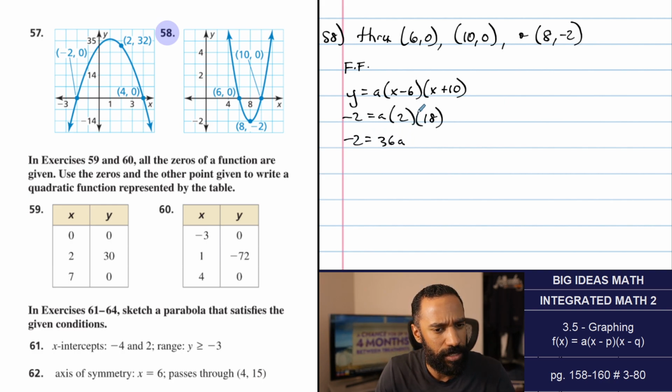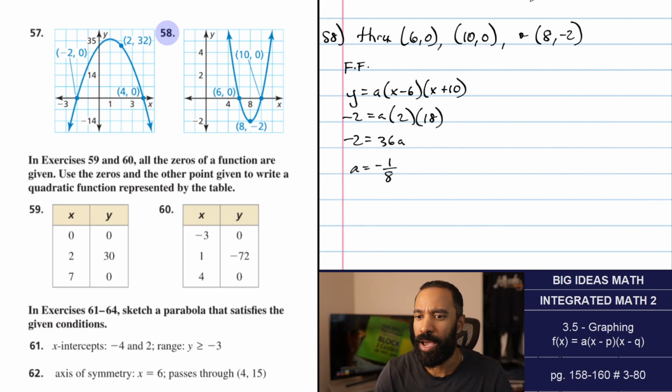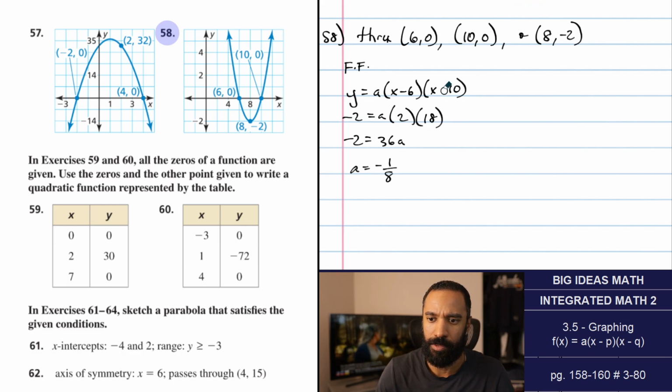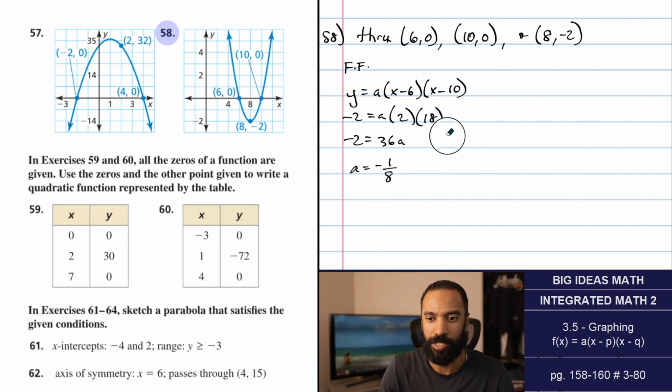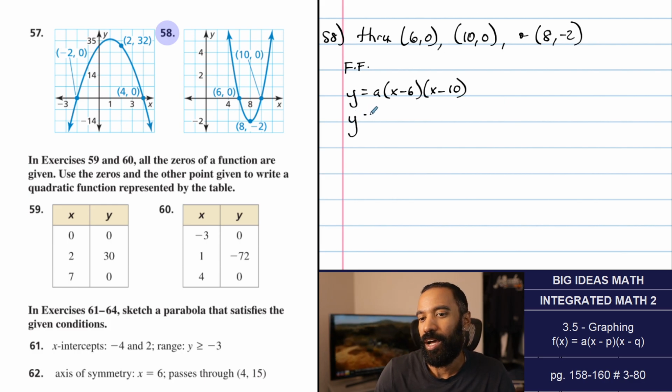Wow, is this right? Is that right? A is negative 1/18. I'm going to double check that. Oh, x minus 10. That is wrong. That seemed way off there. That'll change things. You know what? It shouldn't be negative either, right? It should go upward. So let's fix that.